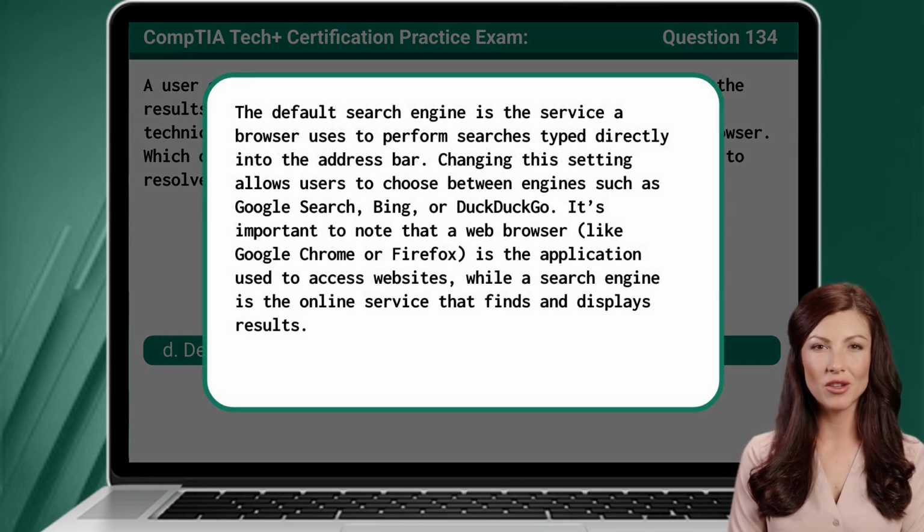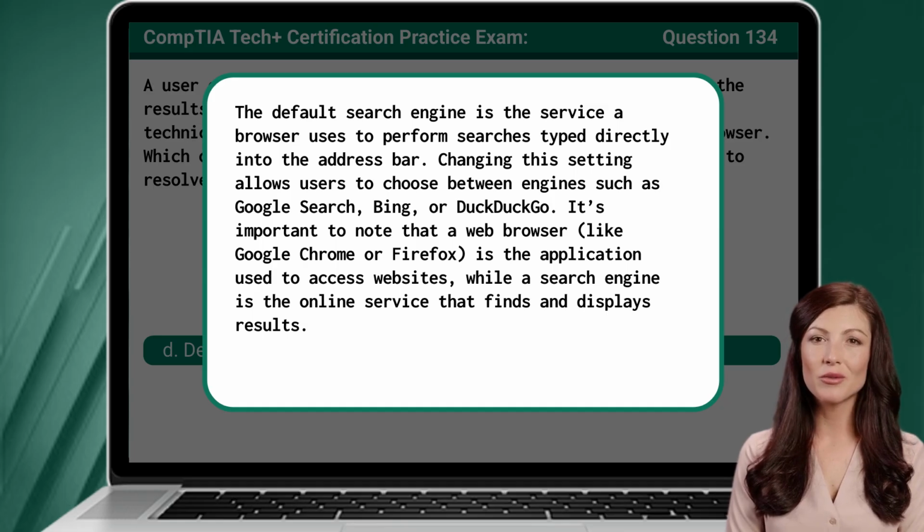The default search engine is the service a browser uses to perform searches typed directly into the address bar. Changing this setting allows users to choose between engines such as Google Search, Bing, or DuckDuckGo. It's important to note that a web browser is the application used to access websites, while a search engine is the online service that finds and displays results.